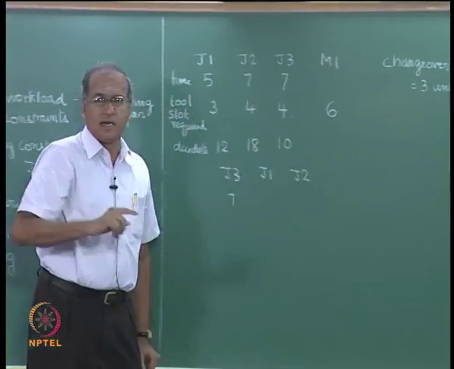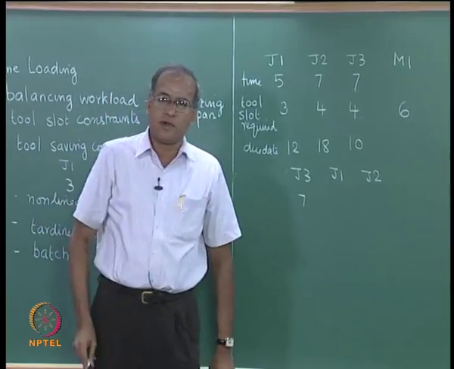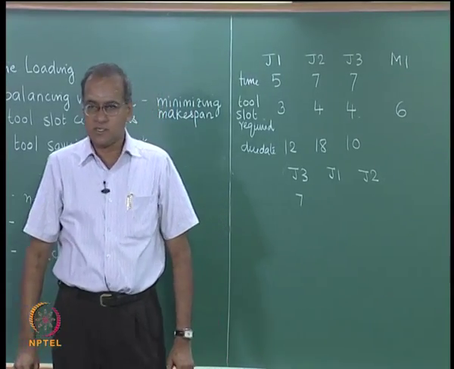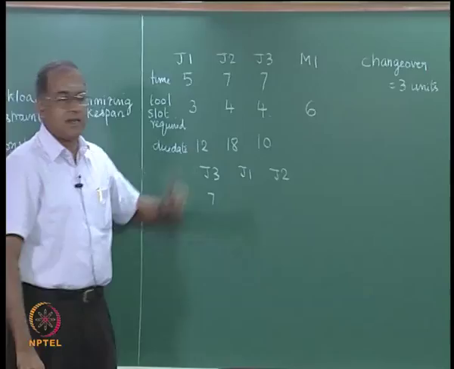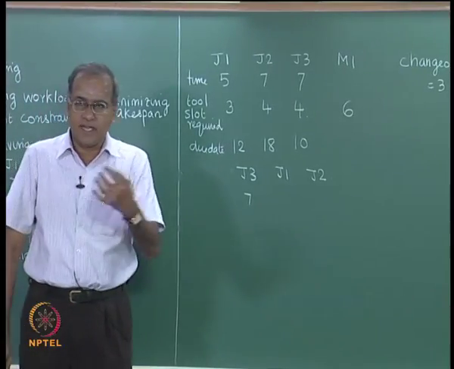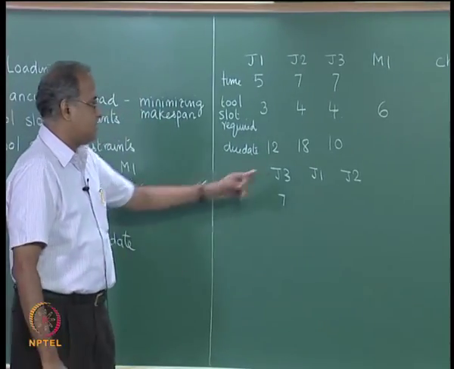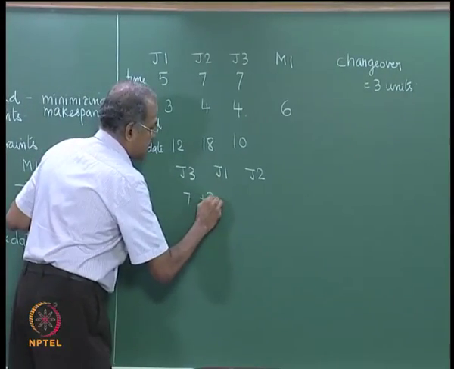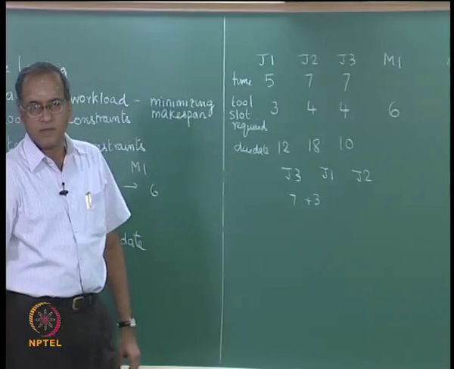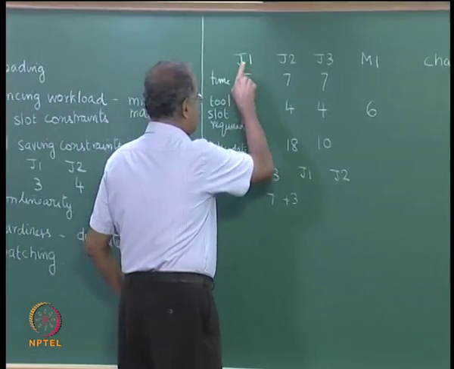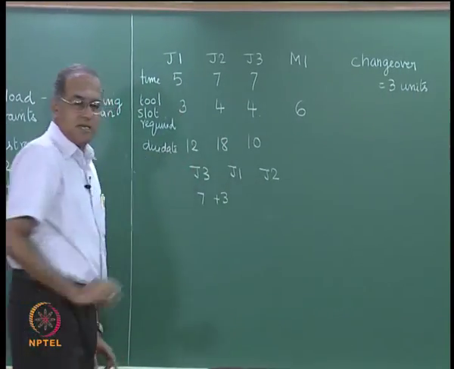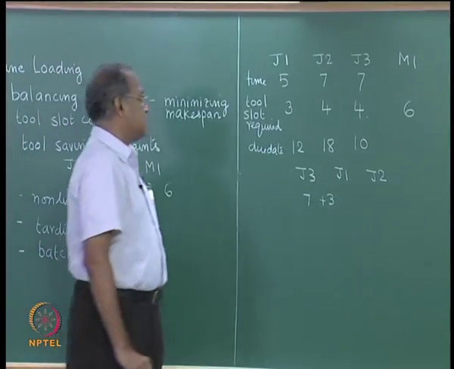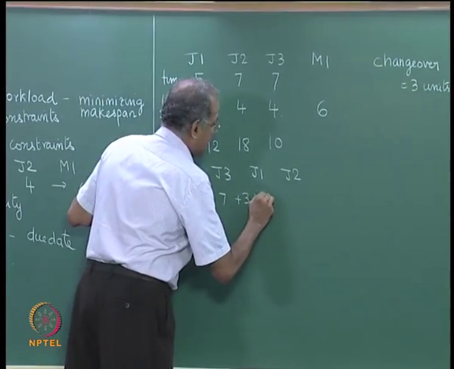4 tools are inserted into the tool drum having 6 tool slots. Now, once J3 is over, we have to change the tools to do J1. So, that is going to take plus 3 units of changeover, and then we process J1. So, 3 slots, 3 tools are put in. So, we have another 5 units here.